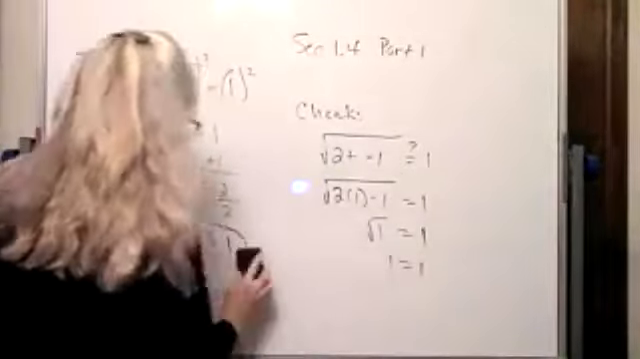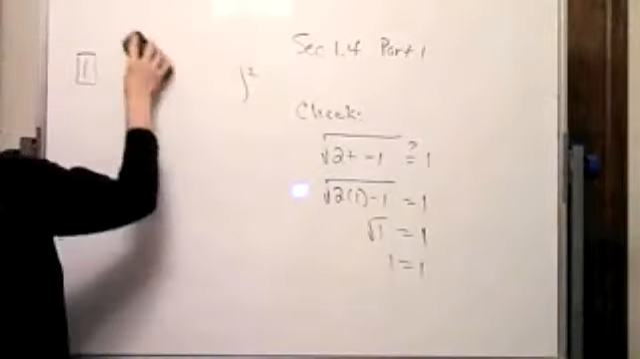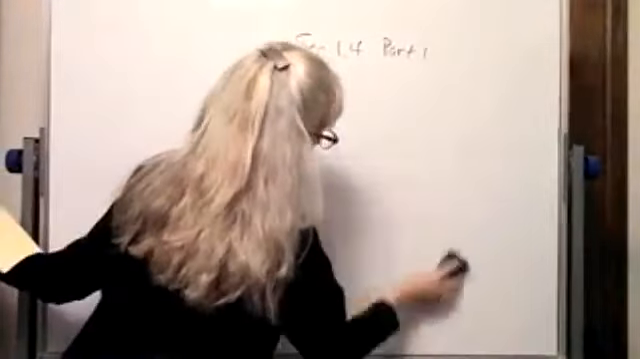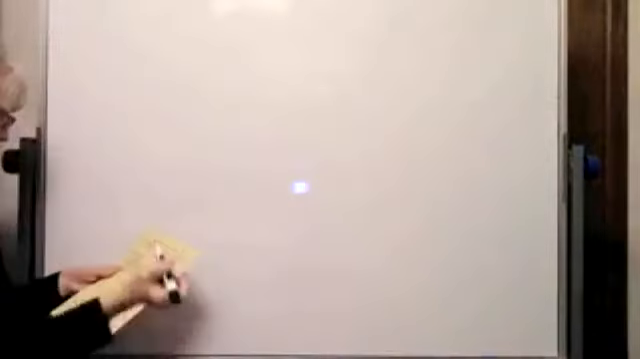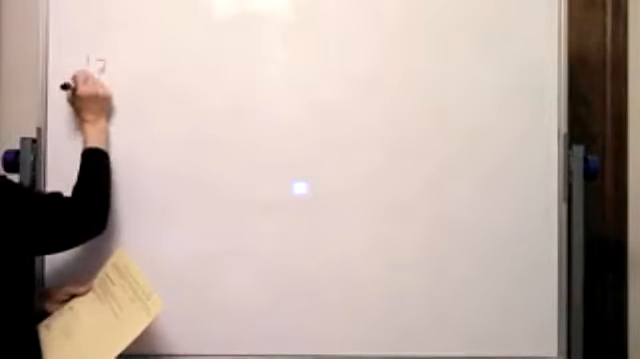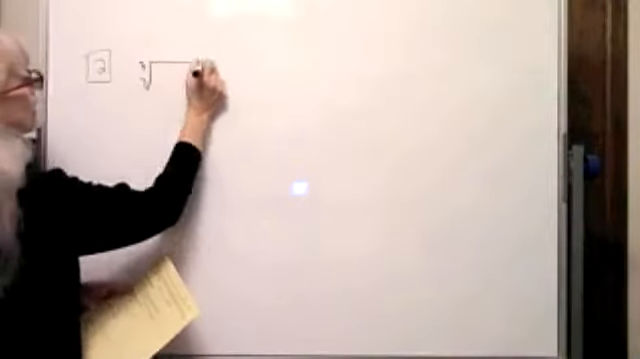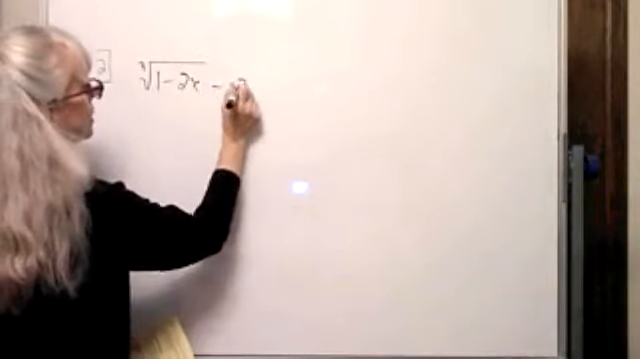Example 2 deals with a cubed root instead of a square root. So does that change the process? Well, a little bit. So in example 2, we have the cubed root of 1 minus 2x, and then minus 3 is equal to 0.